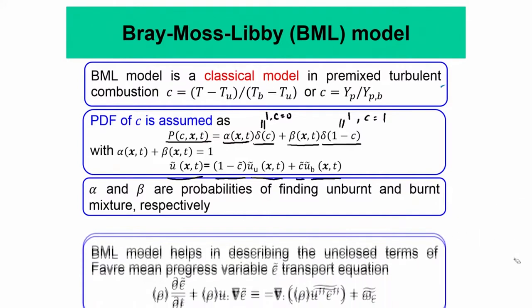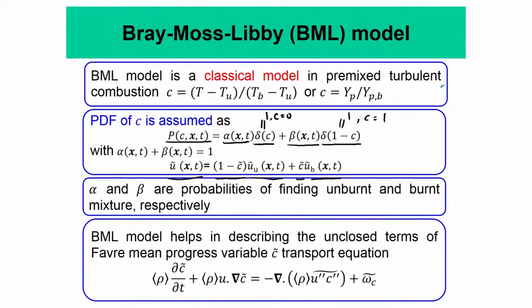So now one can derive an equation for C. Since you have a temperature equation, you can put in the simplifications: the radiation term is equal to 0, and you invoke the equal diffusivity and Lewis number equal to 1 assumptions. From the temperature equation you can immediately derive the C equation, because C is just an algebraic, linear function of temperature: some constant times temperature. So immediately, from the temperature equation, you can derive an equation for C.